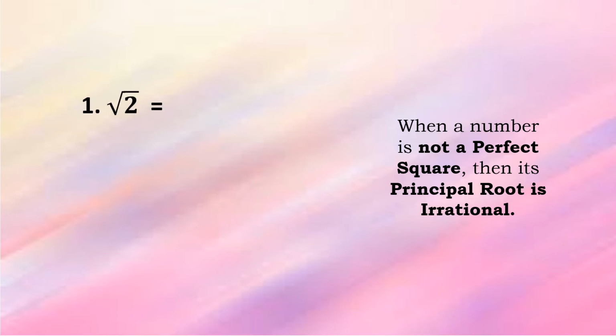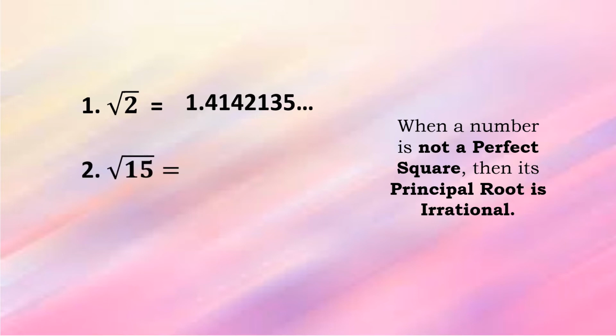Square root of 2. Can you think of any number that when multiplied by itself will give an answer of 2? None. We can say then that 2 is not a perfect square. Extracting its principal root, it is a non-terminating and non-repeating decimal number. Therefore, the principal root of square root of 2 is irrational.